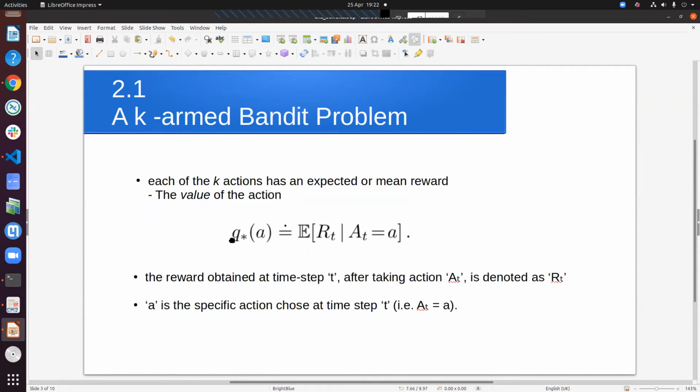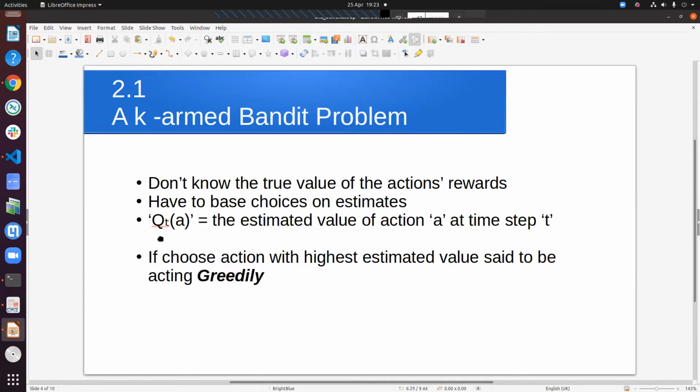Yeah, so the true mean is lowercase q star, whereas your estimate is uppercase Q_t. So at time t for action A, this is your estimated value of the reward that the action is going to give you. And as we said already, if you choose the action which has the highest value, then that's said to be acting greedily. The action with the highest value at any time step is the greedy action.